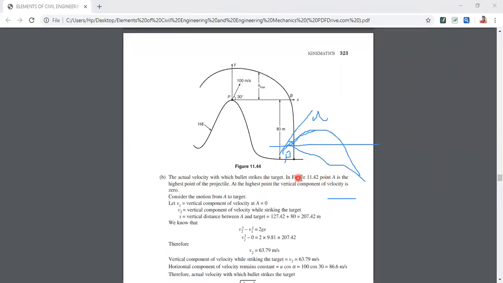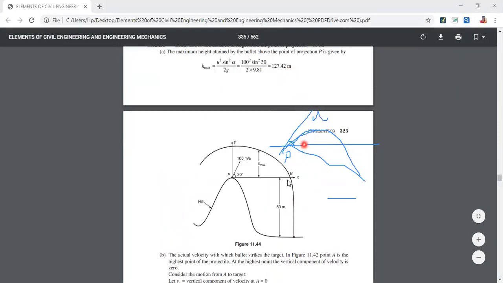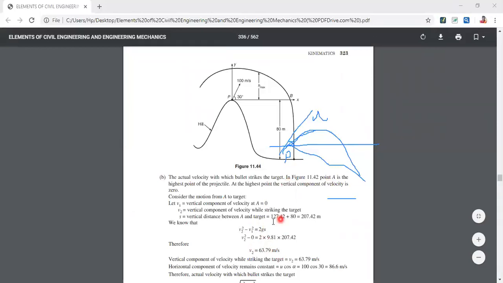this figure is from the previous numerical, the standard case. At point A is the highest point of the projectile. Now consider v1 to be the vertical component of velocity at A, equal to 0, and v2 is the vertical component of the velocity while striking the target, and s is the distance between them both. So when I'm talking of s here, I know the difference is 80 and this height is 127, which we calculated from the previous. So now the total s is going to become 127 plus 80, that is 207.